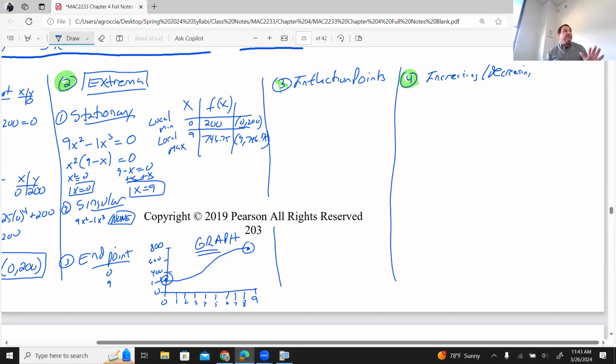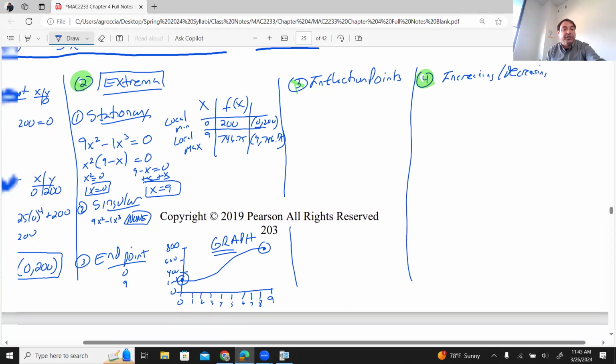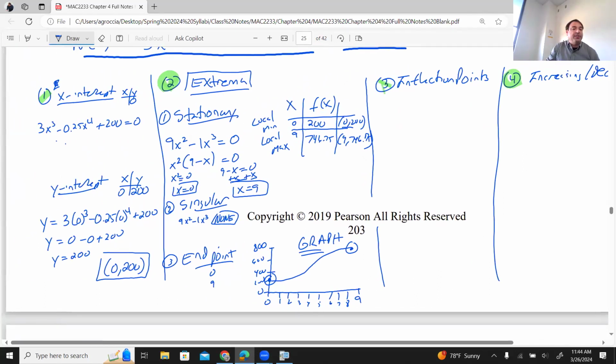Now, I'm going to pause there, see if anybody has any questions, but I'm going to go back and answer the intercepts. Does it have a y-intercept at 0, 200? Yep. Where does this graph cross the x-axis? It doesn't. So as far as x-intercept, none. Okay, we'll take a little break, see if you have any questions, then we'll do inflection point.